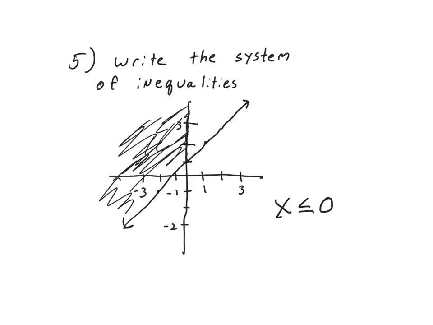For the y value it's going to be an equation, and we just need to find the slope of this line, and it's above the line, so it's going to be greater than or equal to, since it's solid. So it's greater than or equal to, and this line has a y-intercept of 1 and a slope of 1. So it's y is greater than or equal to 1x plus 1.